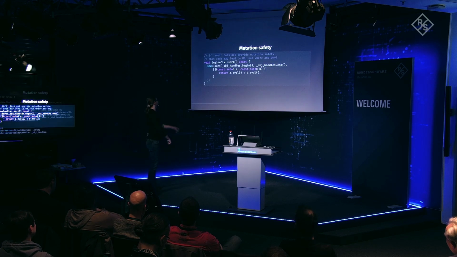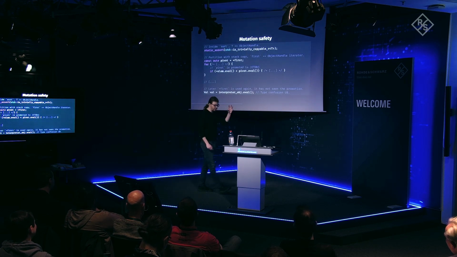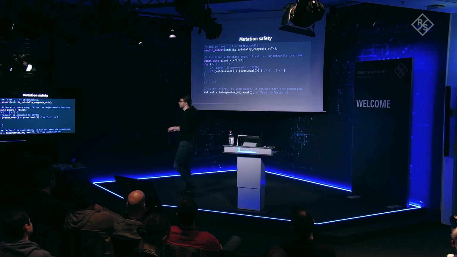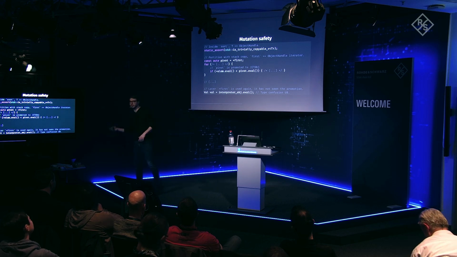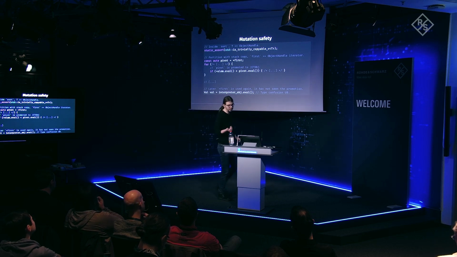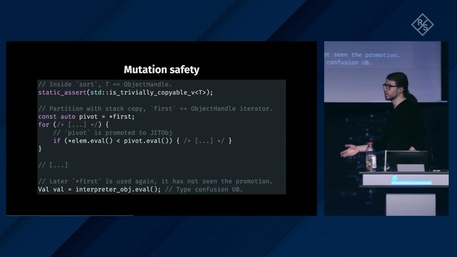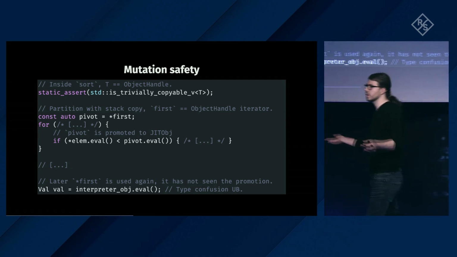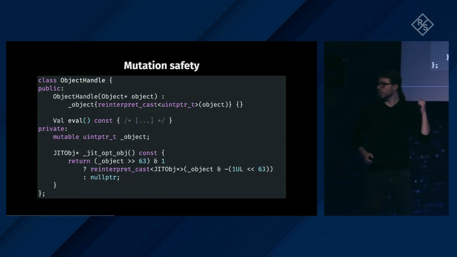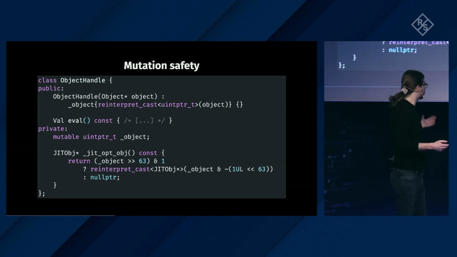Okay, let's look at it. So let's imagine we are inside the sort implementation. And usually a lot of standard library code is specialized on the properties of the type. So for example, if a type is trivially copyable or has no except move, these kind of things, the implementation changes. You have different code paths that get executed. And here, the T, our object that we're sorting, is this object handle, and it's essentially just an integer. If you look at it in the definition, it's just this mutable uint pointer type object. That's literally an integer.